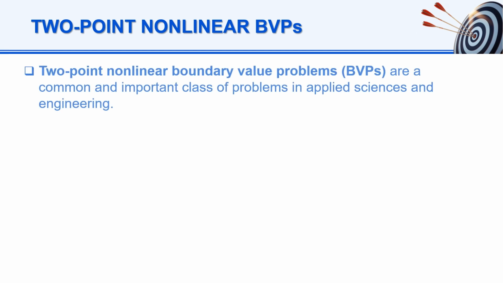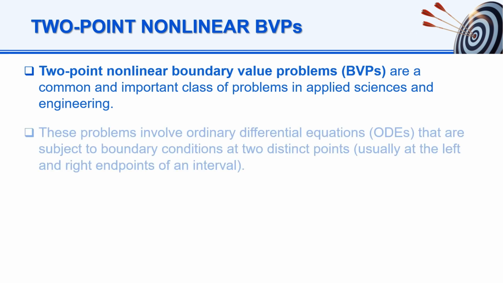Two-point nonlinear boundary value problems are a common and important class of problems in applied sciences and engineering. These problems involve ordinary differential equations that are subject to boundary conditions at two distinct points, usually at the left and right endpoints of an interval.